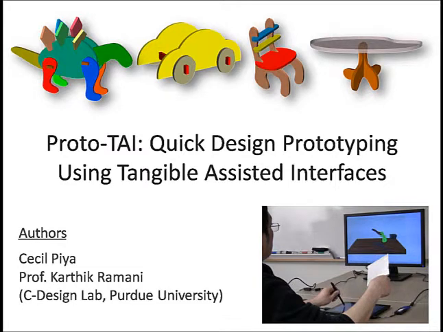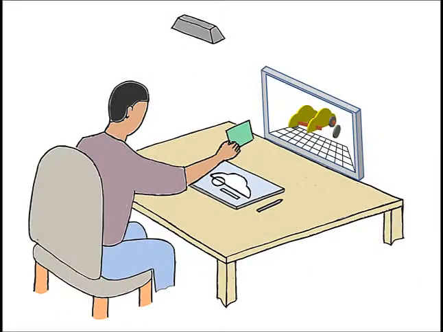Next, we introduce Proto-TAI, a virtual prototyping application that enables novice designers to quickly externalize and iteratively refine preliminary design ideas. Here, planar shapes are assembled into meaningful 3D design abstractions and subsequently fabricated in physical media. The Proto-TAI system comprises 3 elements.